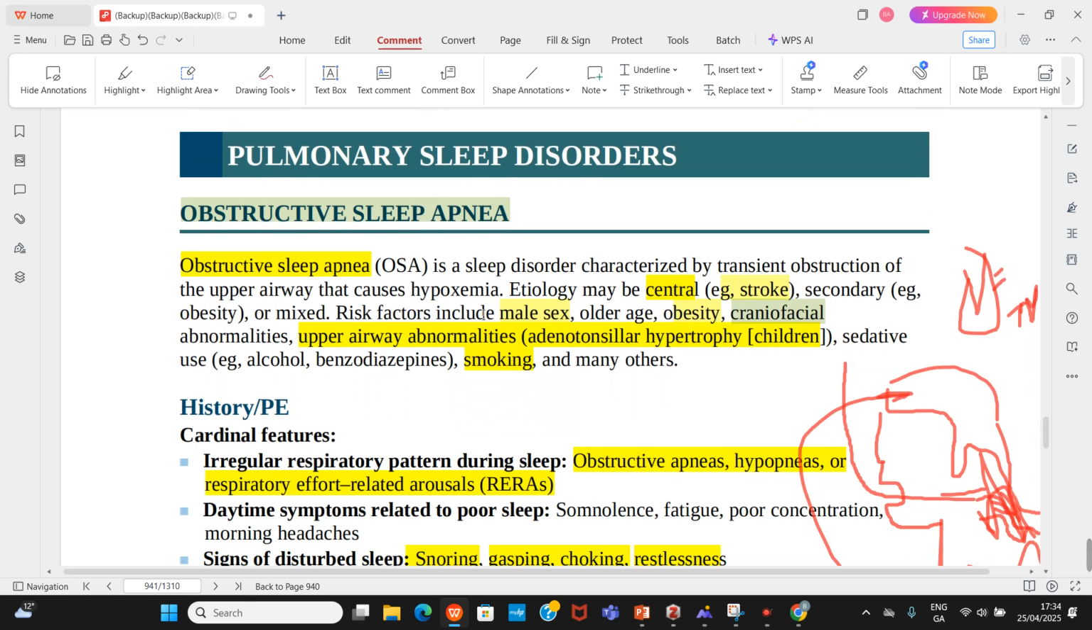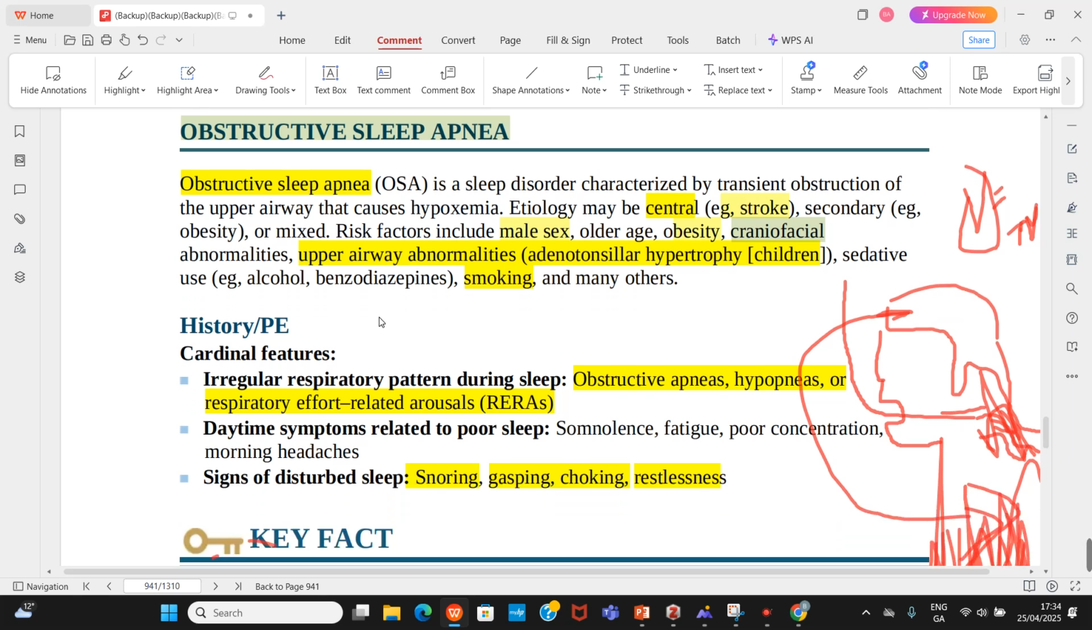So, moving on to the pulmonary sleep disorders. The first here is obstructive sleep apnea. This one is high yield. We have to know it. It's usually caused by transient obstruction of the airway leading to hypoxemia. I'm going to ask you a question later.